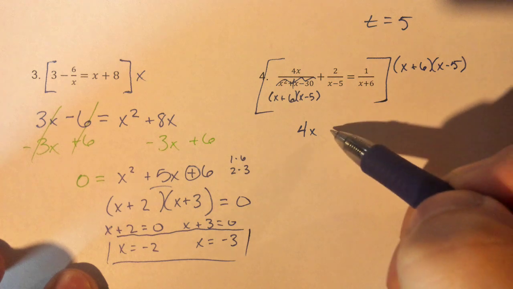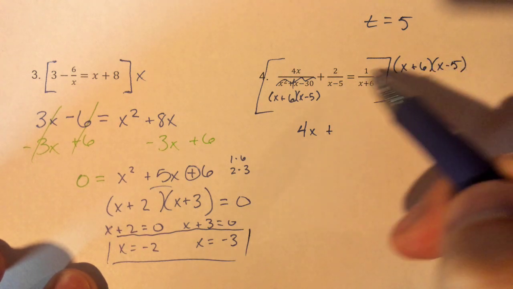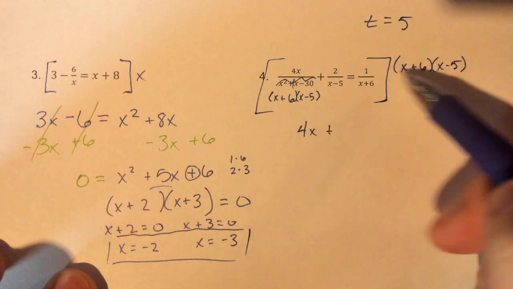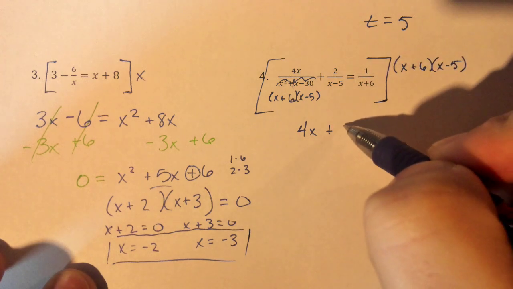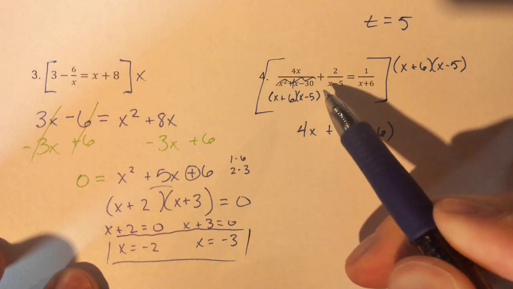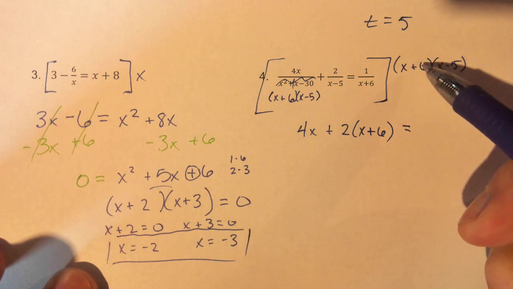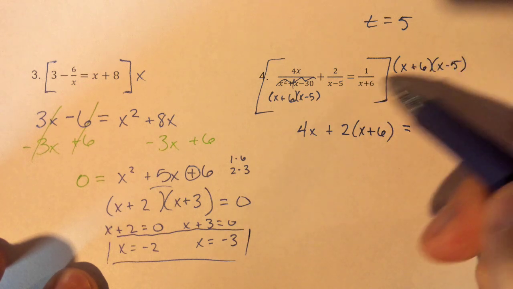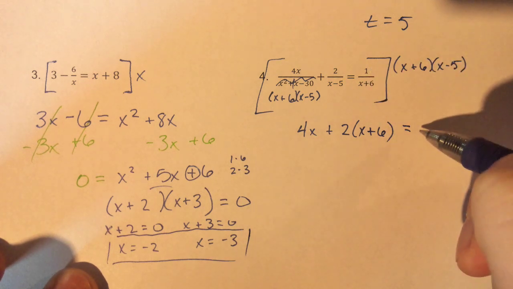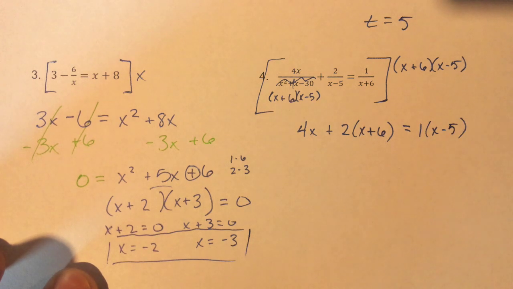On the next fraction, I've got the x minus 5s that would cancel out. So that means the x plus 6 would be left. So it's going to be 2 times x plus 6. I think I'll write that one down. I don't want to make any mistakes. I've got my equal sign. Over here, I've got my x plus 6s that would cancel. So I have 1 times x minus 5 that would be left.